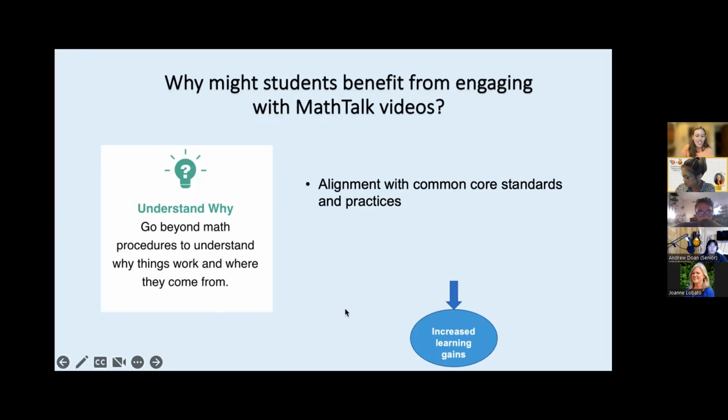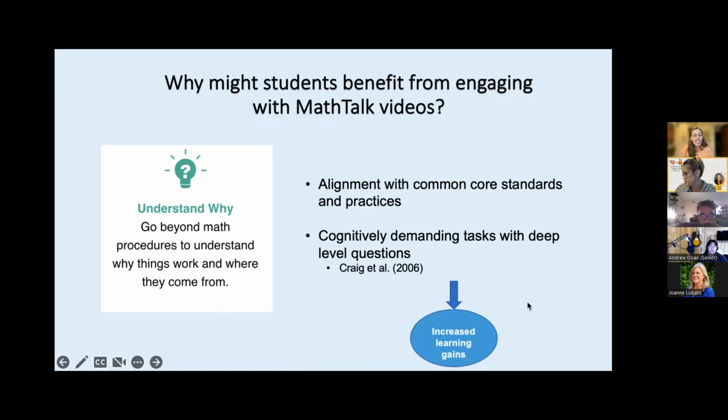The design of the videos is specifically in alignment with the Common Core standards and practices. And by design, they include cognitively demanding tasks with deep level questions. And research has shown that videos that feature students thinking deeply and working on challenging tasks benefit students learning from the videos.